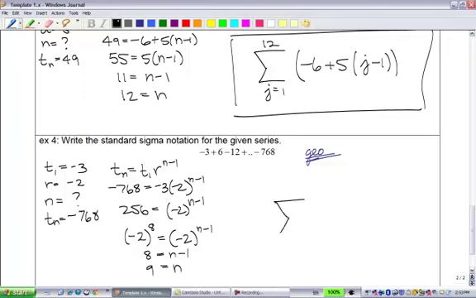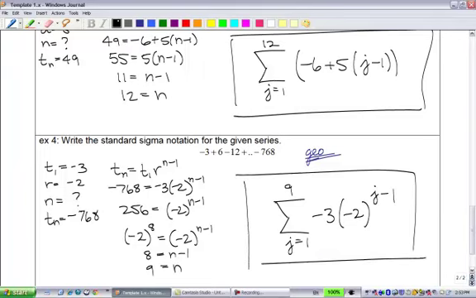So sigma notation of this series, because it is a finite series, stopping at 9, is term 1, which is negative 3, times common ratio of negative 2 to the j minus 1. And there we have the sigma notation for this geometric series. This ends the examples and notes for sequences and series for Pre-Calculus Math 11 special unit sigma notation.